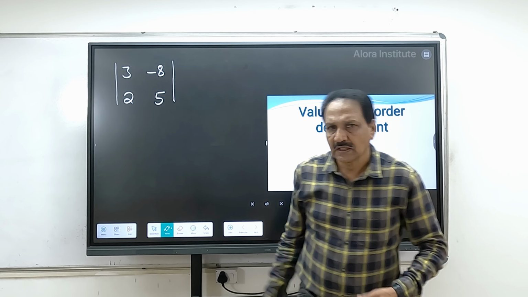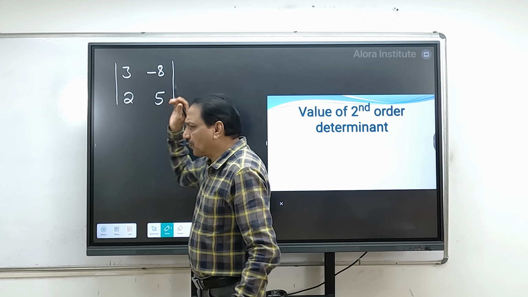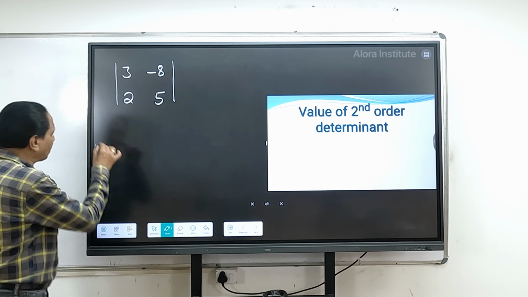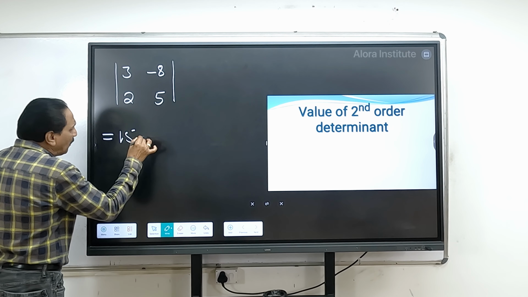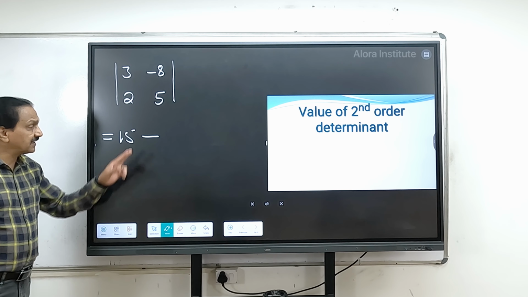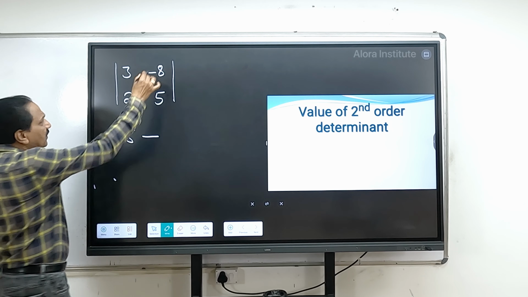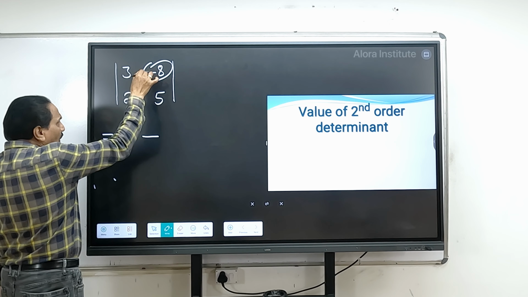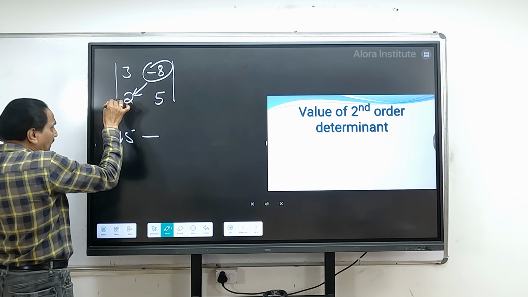How will you go for this? You know the formula. 3 into 5. What is 3 into 5? That's 15. Right? Put the minus sign first. This is the formula, minus. Then you go for the multiplication of these two. One more minus sign is there. Minus into plus, minus.